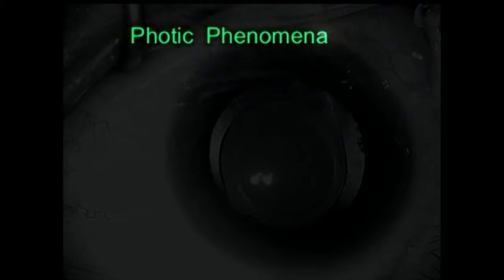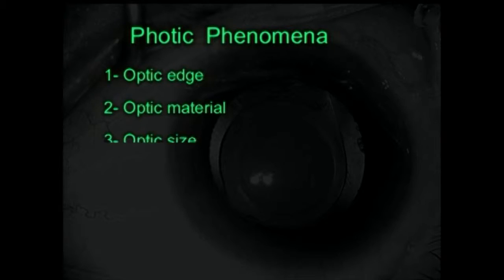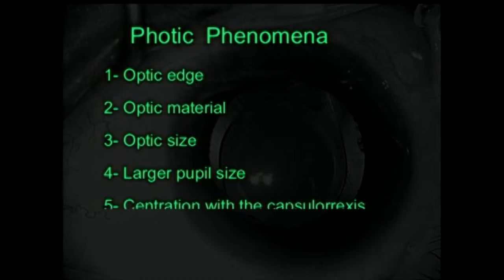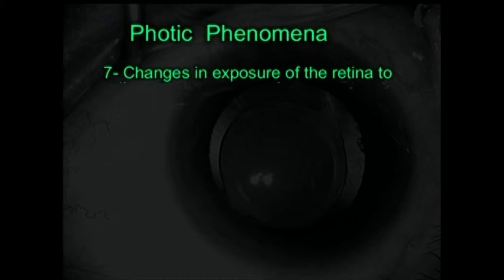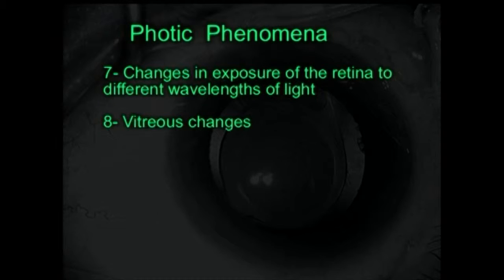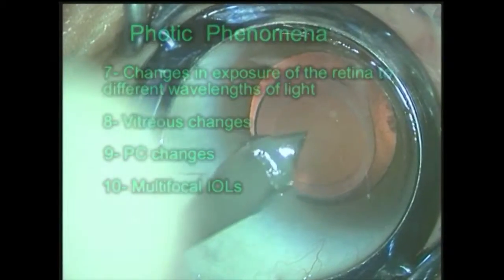Unfortunately, the literature does not help much, since it has speculated that PPP may be related to various factors: optic edge, optic material, optic size, larger pupil size, centration with the capsulorhexis, corneal surface quality, change in the exposure of the retina to different wavelengths of light, vitreous change, posterior capsule change, and multifocal IOLs.